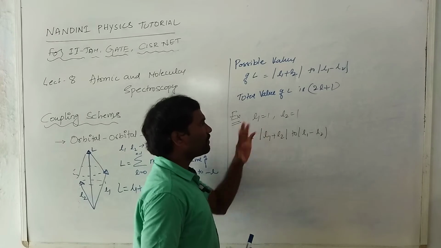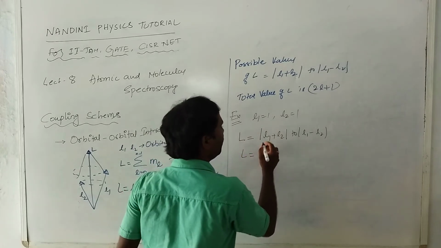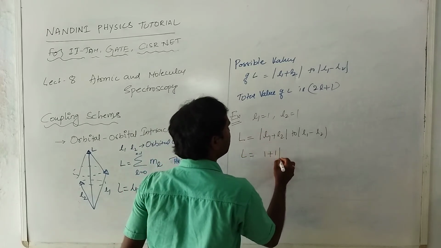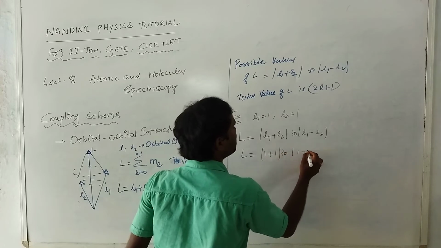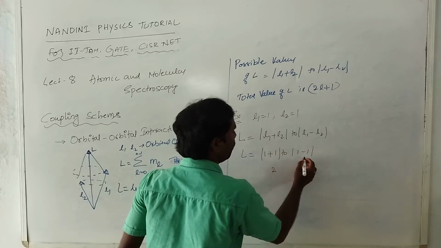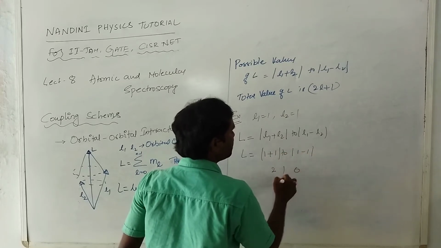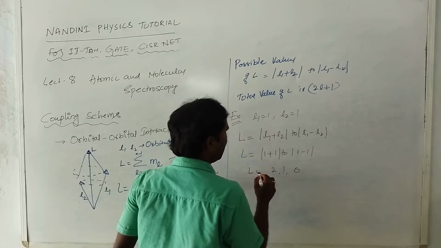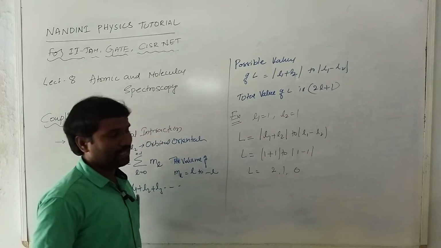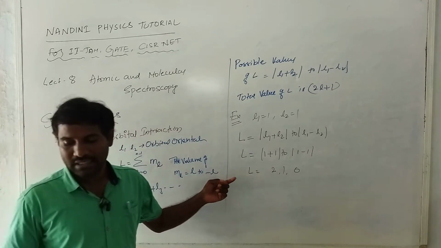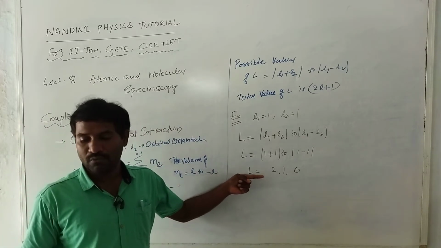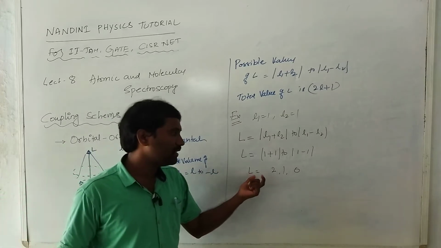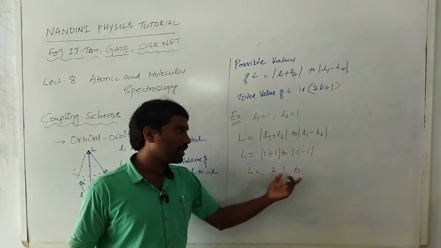Now simply substitute these values. L is equal to 1 plus 1 to 1 minus 1. See, 1 plus 1 is 2, and 1 minus 1 is 0. In between there is one number, so that is 2, 1, 0. So the total angular momentum number L is equal to 2, 1, 0. This represents angular momentum 2, 1, 0.